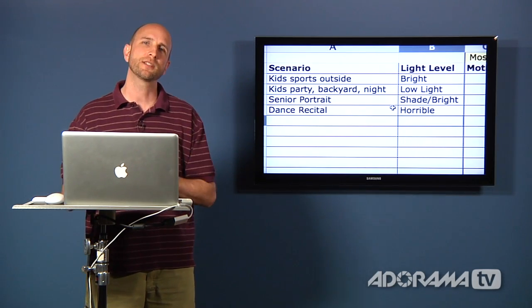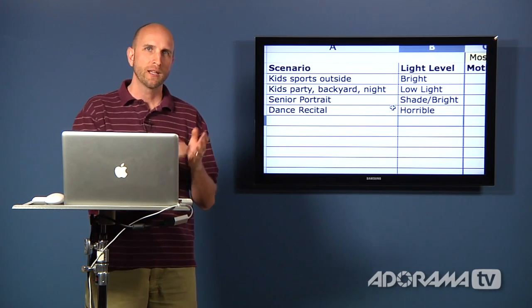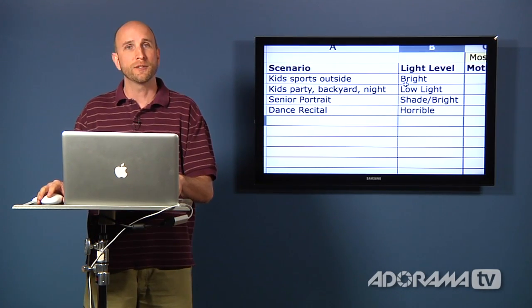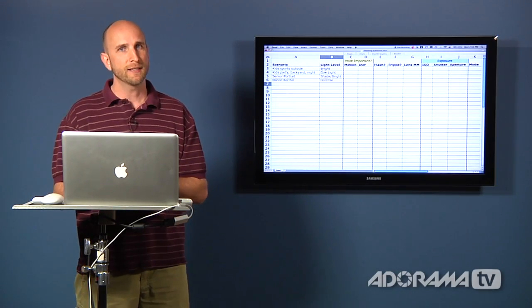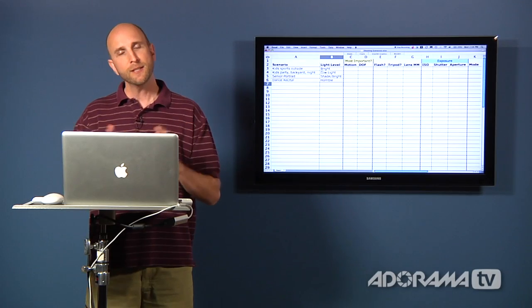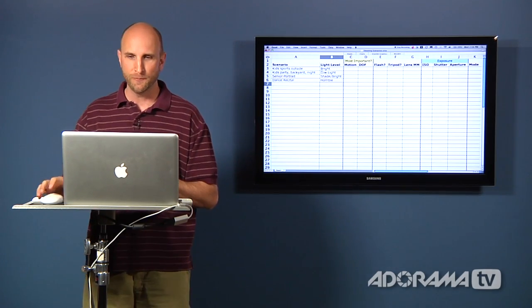So the first thing to ask yourself is, what kind of light do I have where I'm going to be shooting? And knowing that is going to really help you understand what equipment you need to bring and eventually what settings to use on your camera. So the next thing we need to talk about is exactly that. What equipment do you have with you?